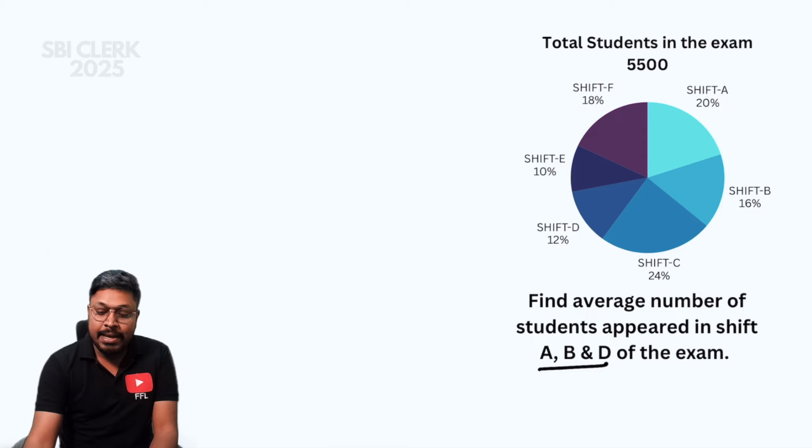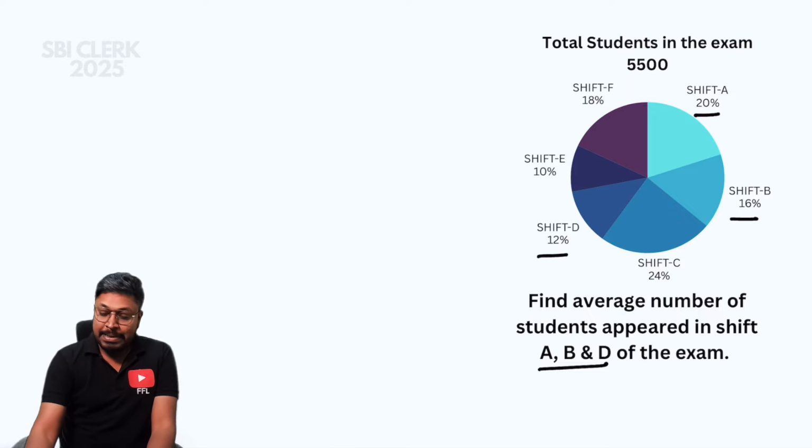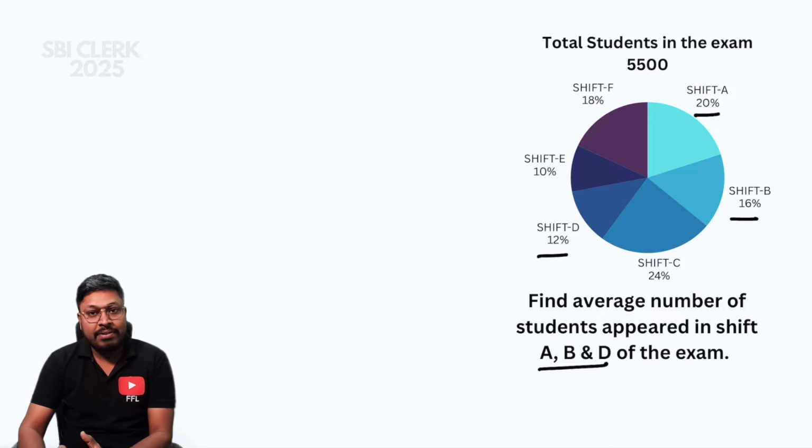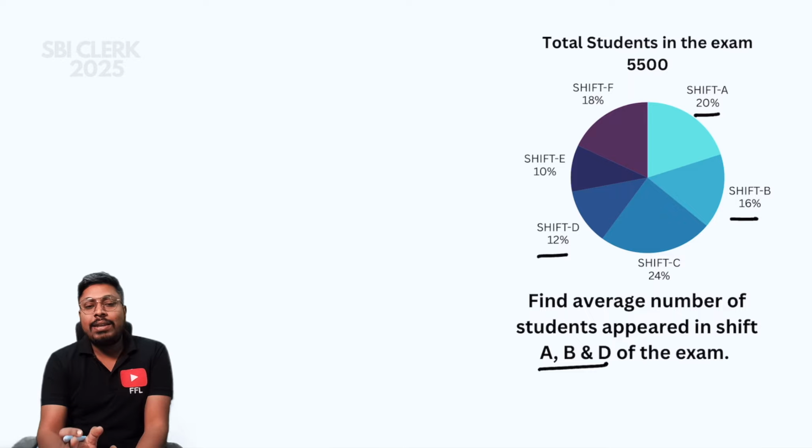Just see what is A. A is 20 percentage. So B is how much? 16 percentage. D is how much? 12 percentage. So 20 plus 16 plus 12, totally all the three will be 48 percentage. Average, so divide by 3. 48 divided by 3, which is 16 percentage.